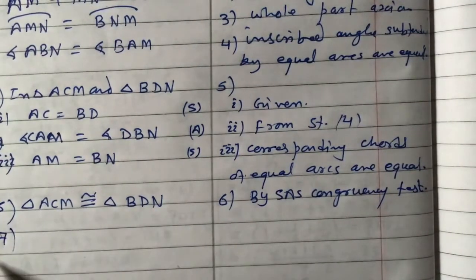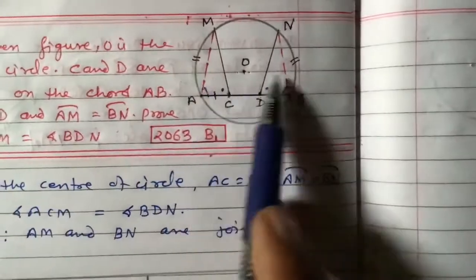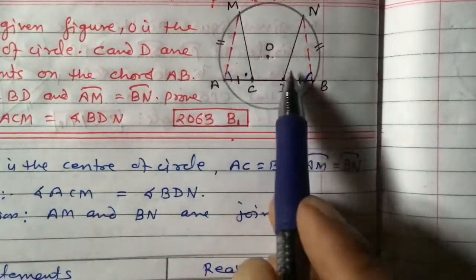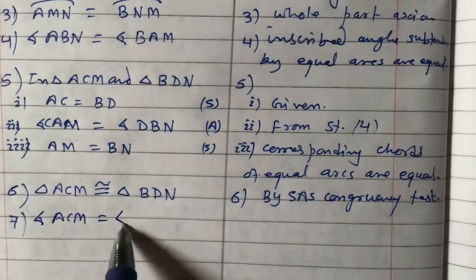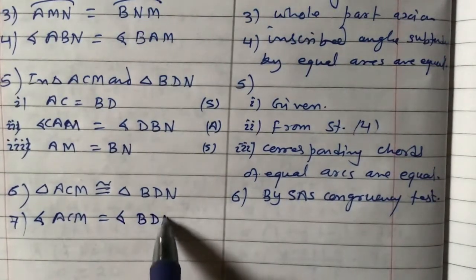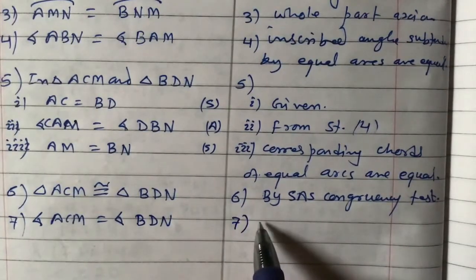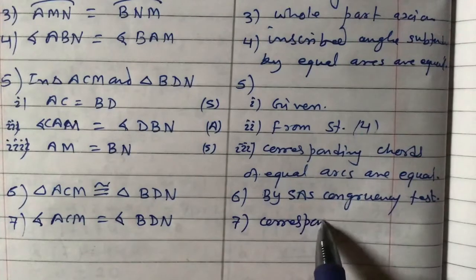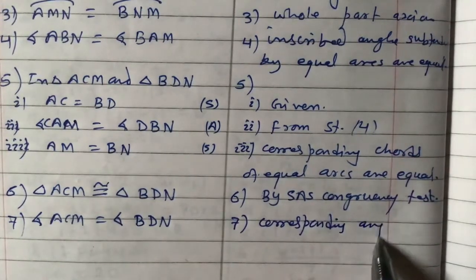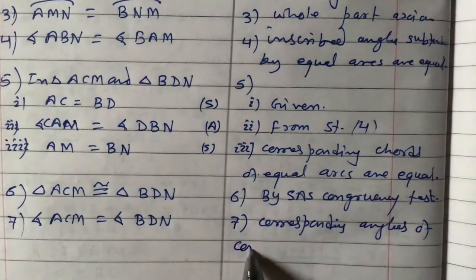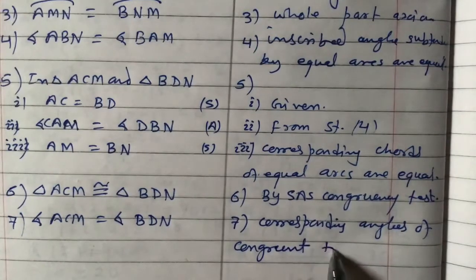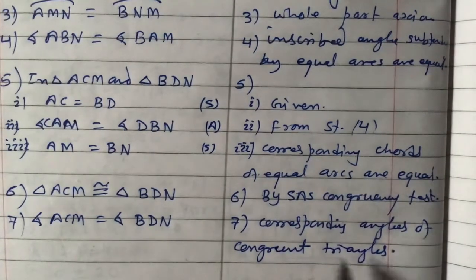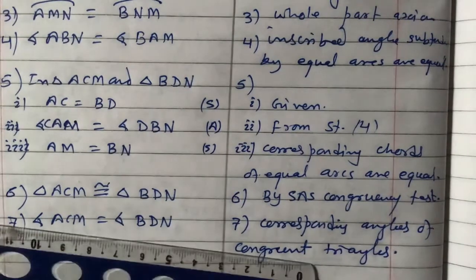Now in number 7, after making these two triangles congruent, this angle and this angle are corresponding angles of congruent triangles, so they are equal. So we can write angle ACM equals angle BDN, because corresponding angles of congruent triangles are equal. In this way we can prove this question.